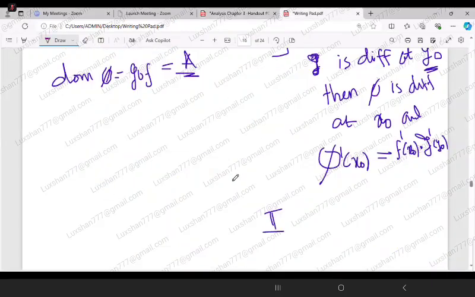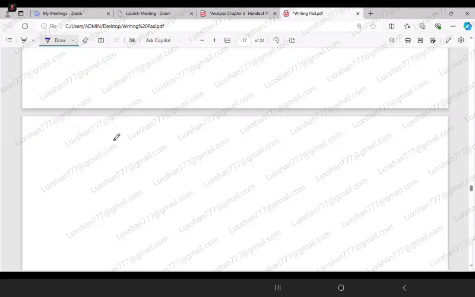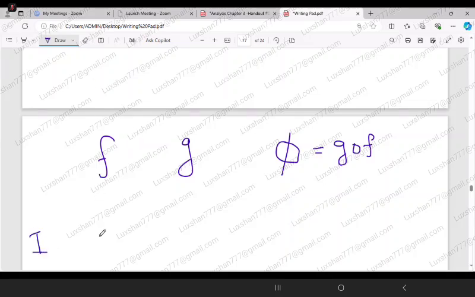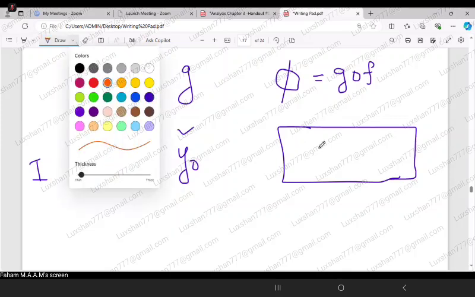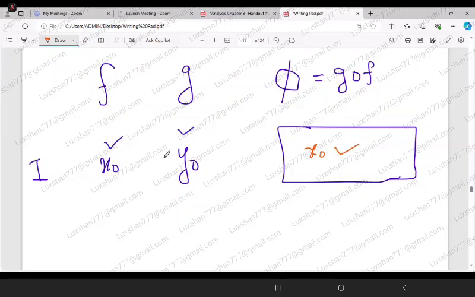So we are dealing with three functions: the f function, the g function, and the phi function. Actually, phi is equal to g circle f. Now we are going to take two things. First one, f is differentiable at x naught, and g is differentiable at y naught. Then we are talking about this one, and we say that this is differentiable at x naught. This is our first one.